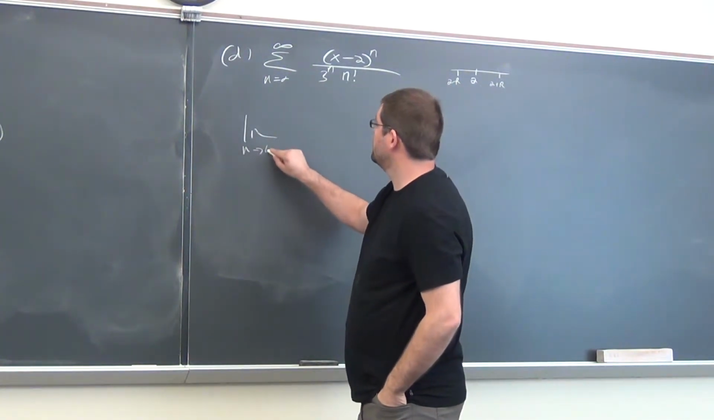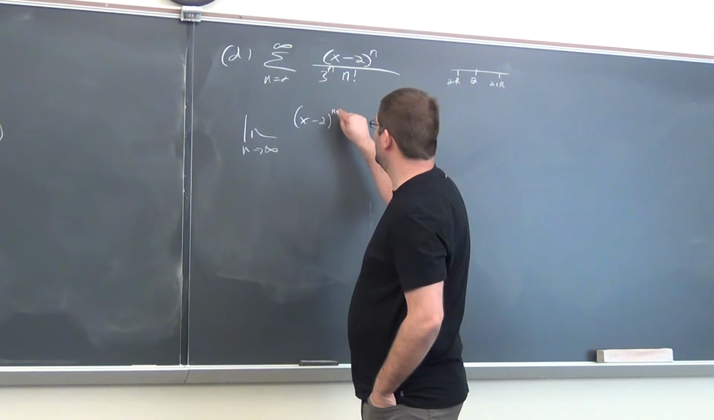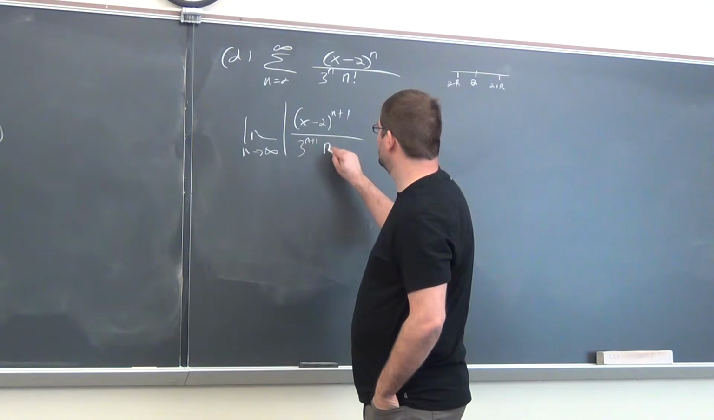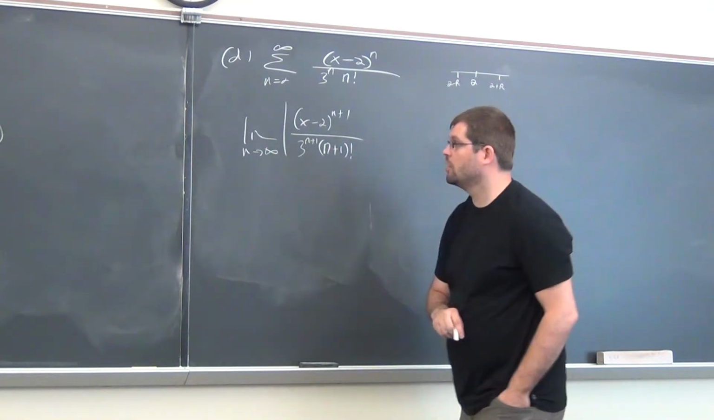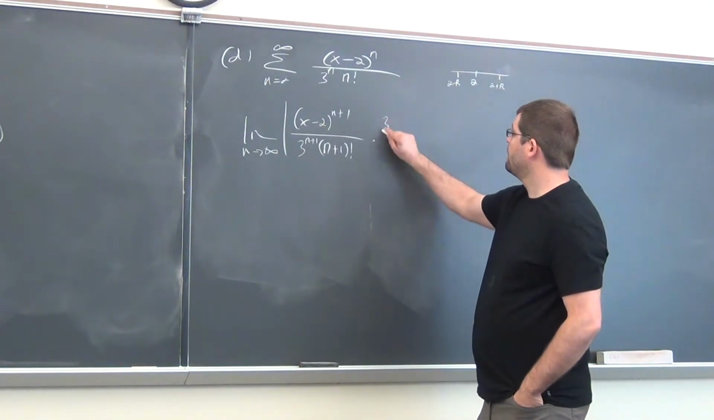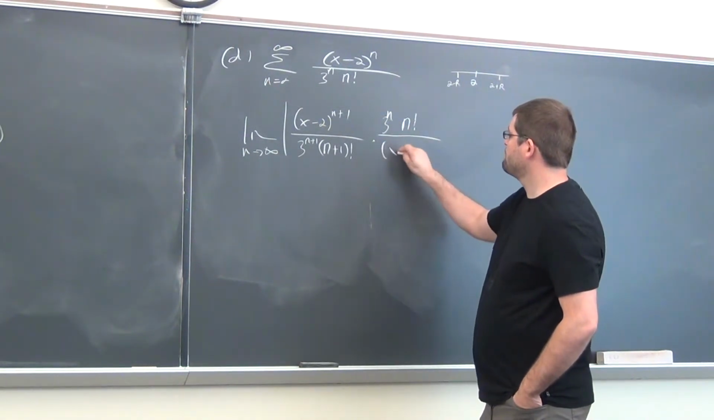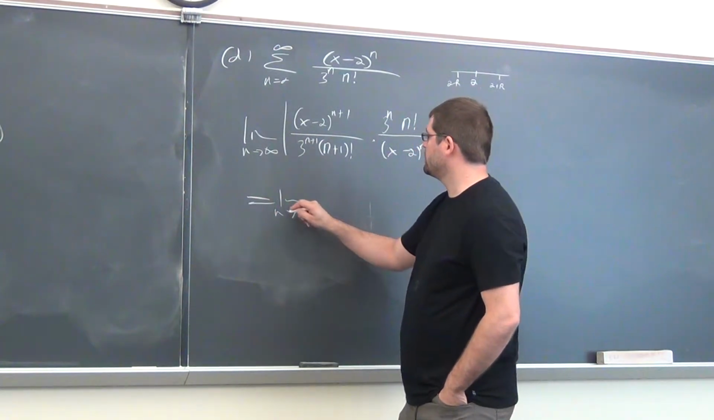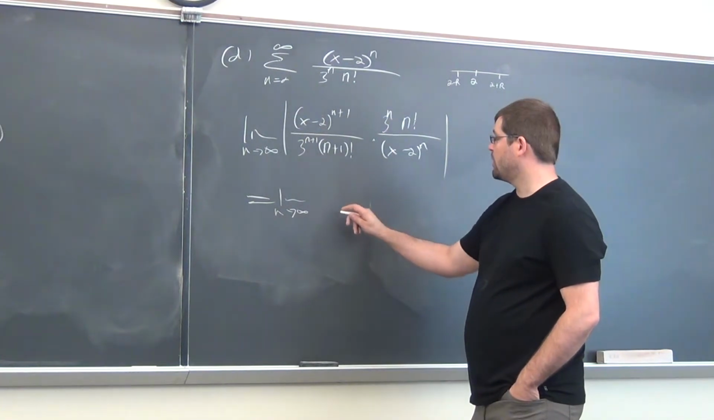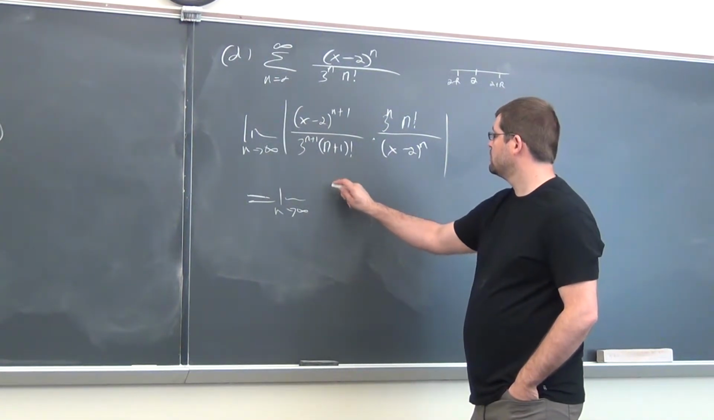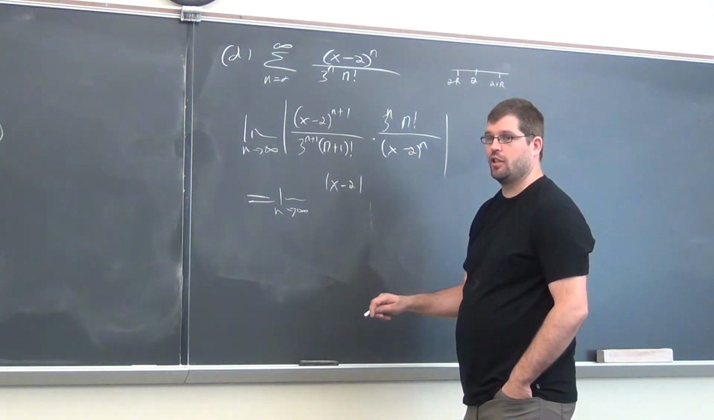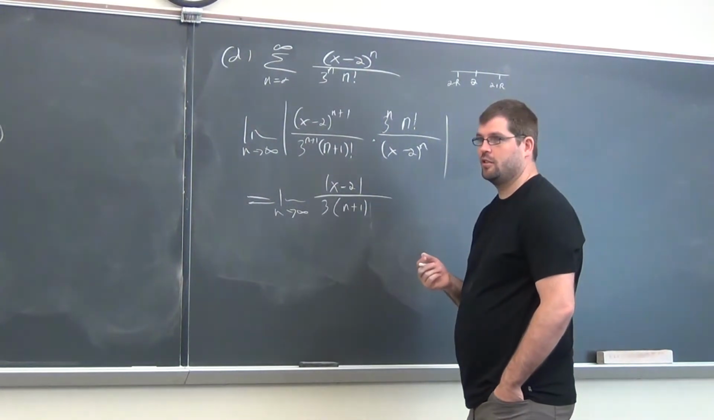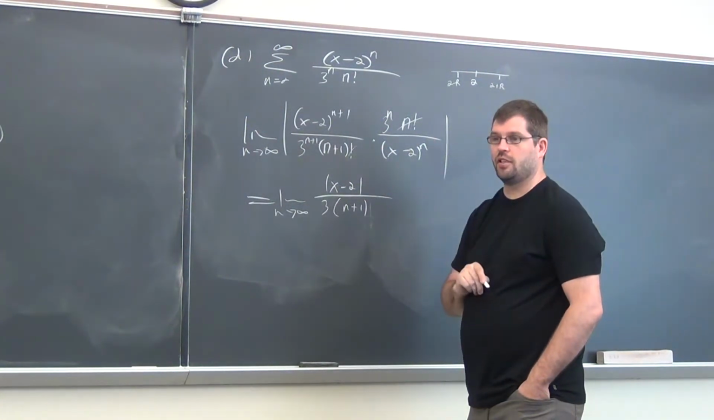So again, ratio test. x minus 2 to the n plus 1 over n plus 1 factorial, and then 3 to the n factorial over x minus 2 to the n. Very good. And same sort of cancellation as always, right? The 3's and the factorials cancel, and so what do we get? There's an x minus 2 on the top, and I'll put absolute value around it, and then 3 on the bottom, 3 and an n plus 1, right? Okay. Just the factorial cancels like that.